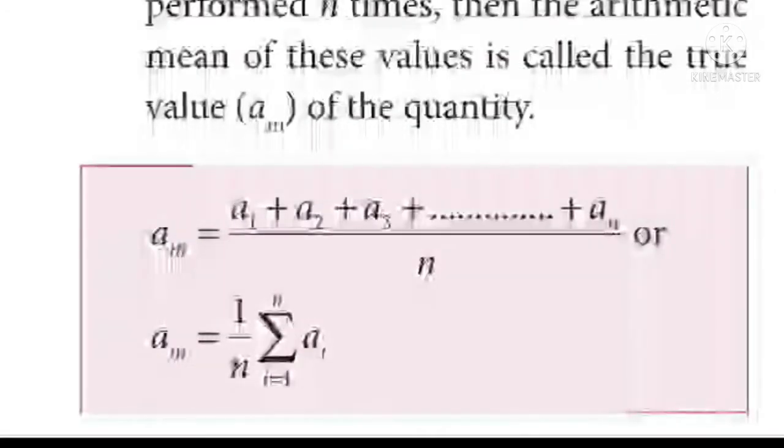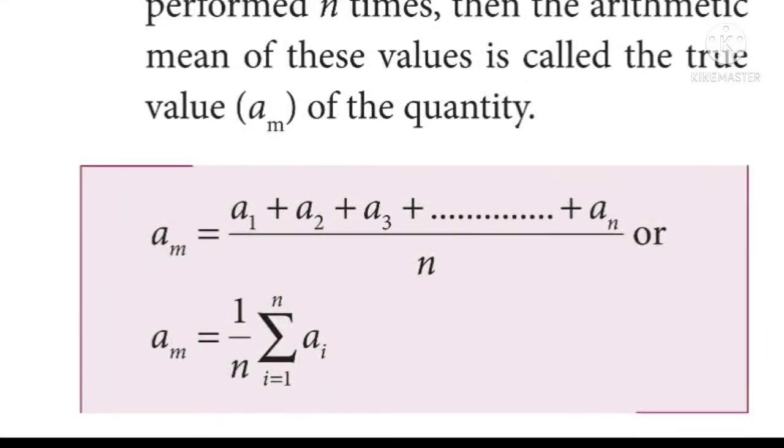The expression for the arithmetic mean of these values can be written as Am is equal to (A1 plus A2 plus A3 plus and so on up to An) by n, or Am is equal to 1 by n sigma i is equal to 1 to n Ai. Here Am represents what? Arithmetic mean of the measured values.